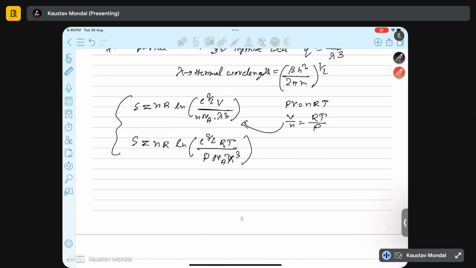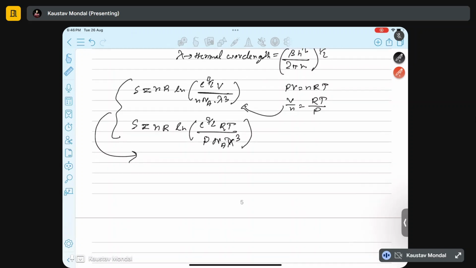Whatever form of the equation you are using, in terms of pressure or in terms of volume, this equation is basically known as the Sackur-Tetrode equation.